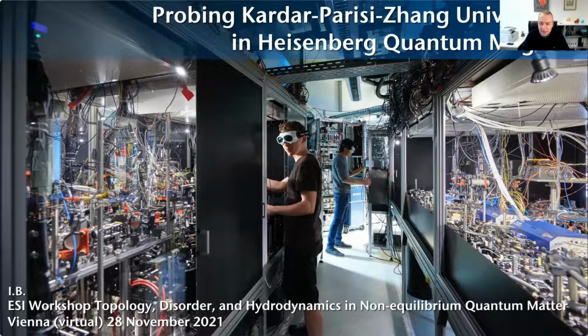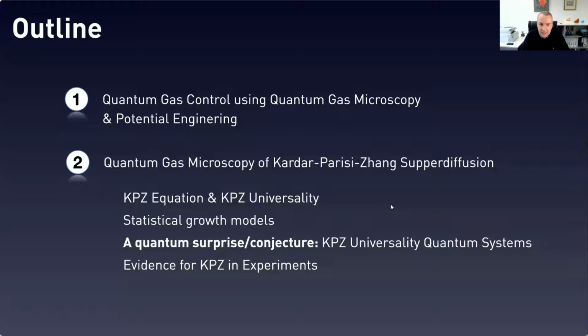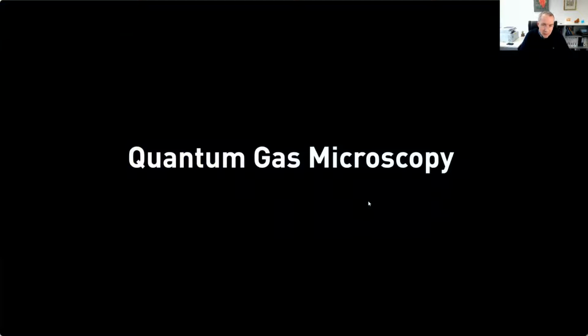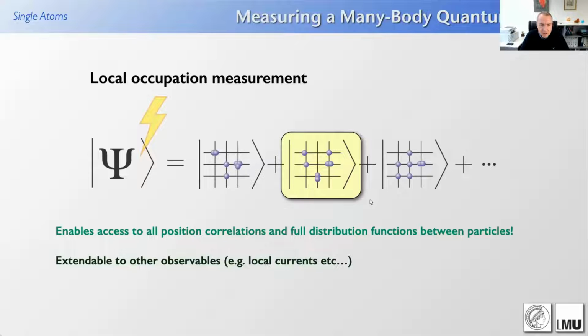Okay, so I would like to tell you in the next half hour about our experiments on KPZ universality. I will first introduce you a little bit to our tools of the trade, our quantum gas microscopes, the control we have in these systems, and the potential engineering that we use. Then I will apply this to the KPZ phenomena that we have been studying, based on recent numerical work, mainly from Tomasz Prosen's group in Ljubljana, and then many others following this track. Okay, so let me start with quantum gas microscopy.